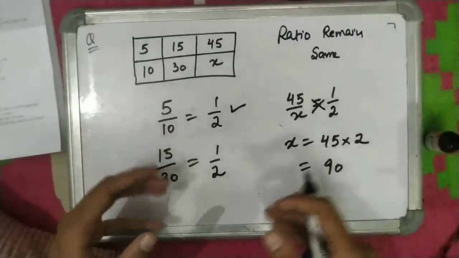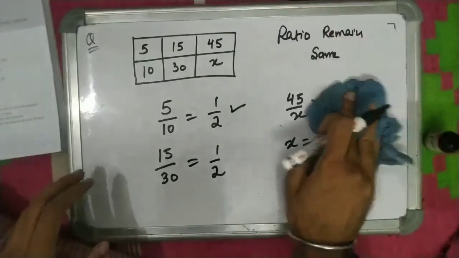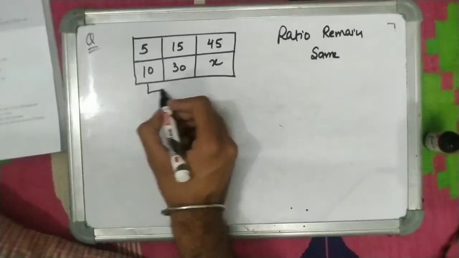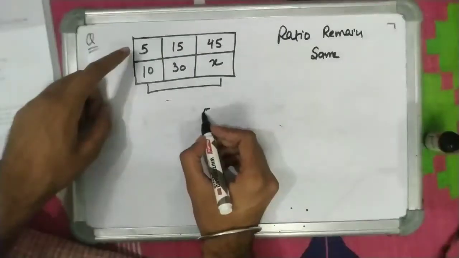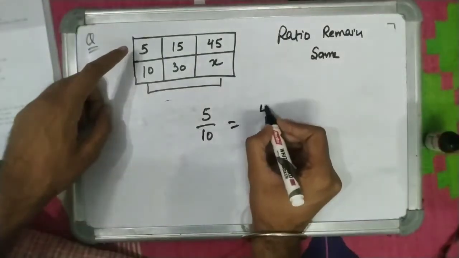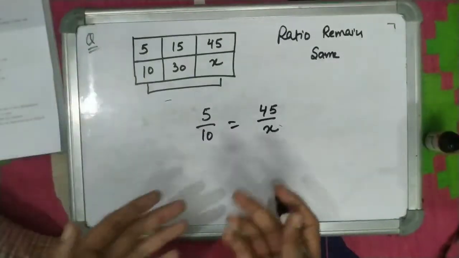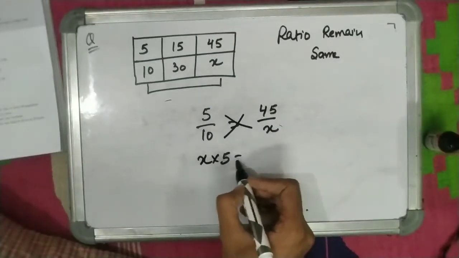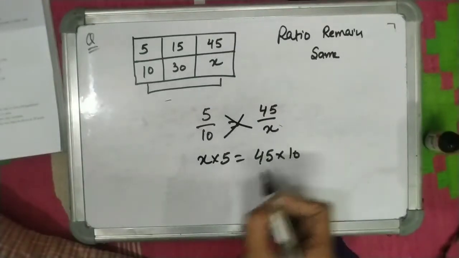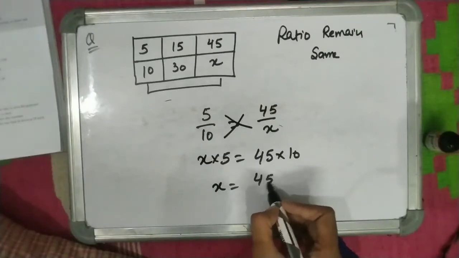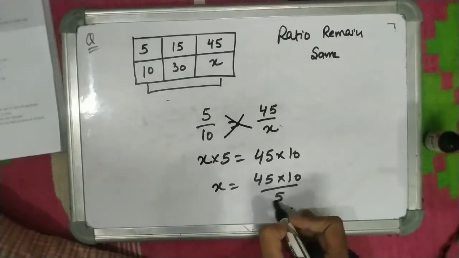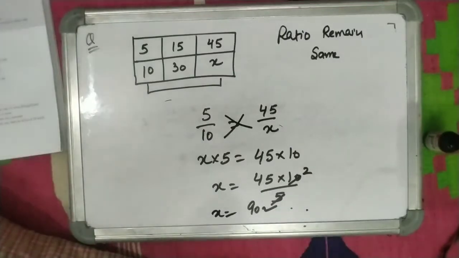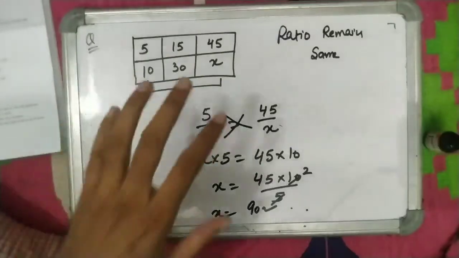Very easy question. In the same way, you can do it by one more method. You can equate any two of those ratios. I will equate 5 by 10 equal to 45 by x. Find the value of x. Multiply x into 5, 45 into 10, so the answer is 45 into 10 divided by 5, and the answer is again 90. I mean to say that the ratio remains the same.